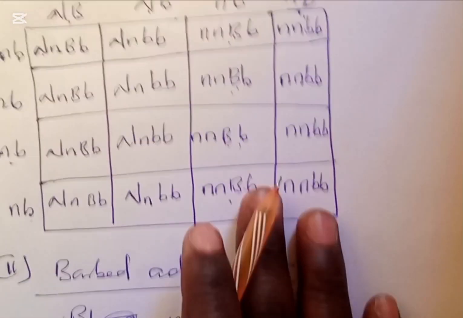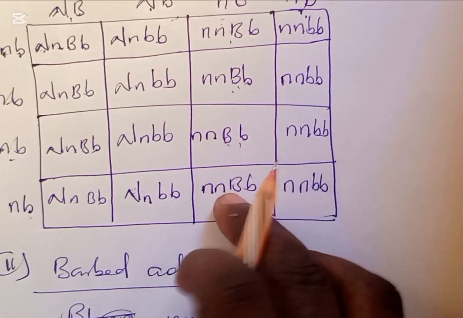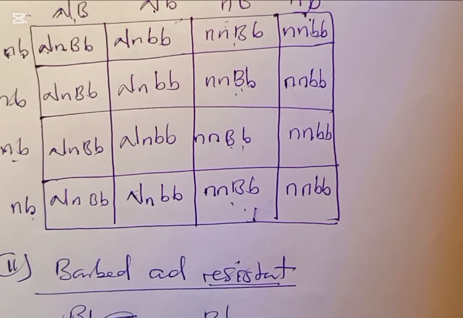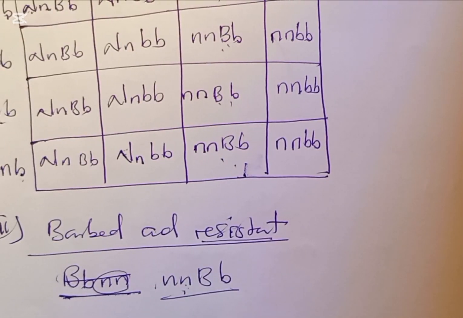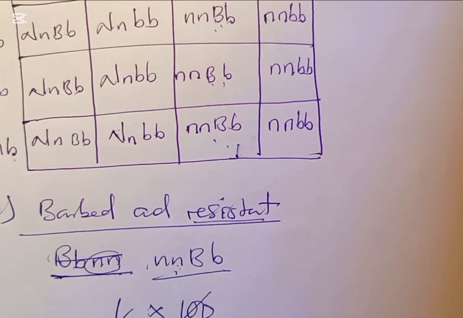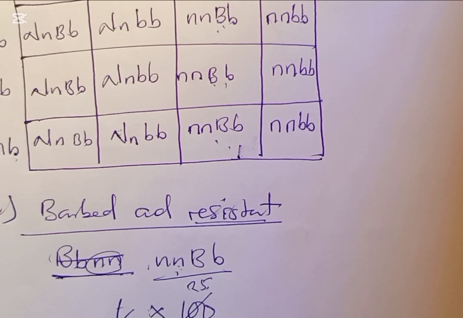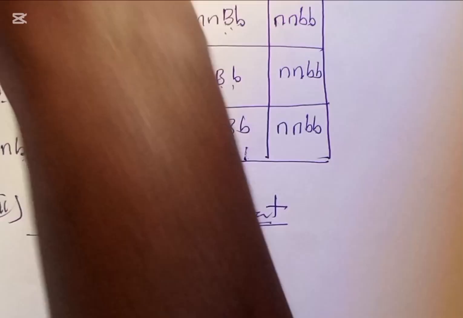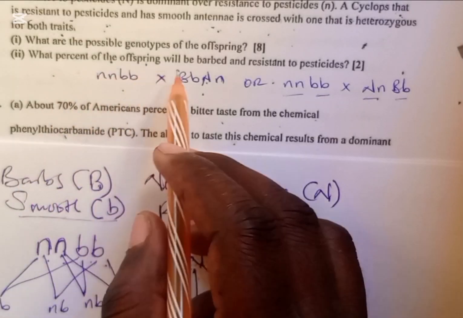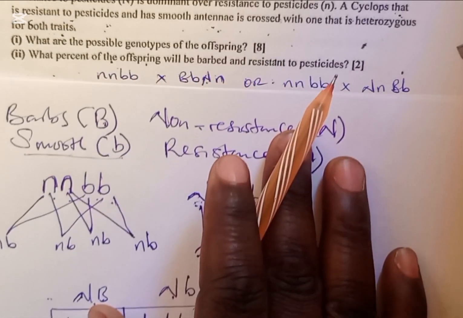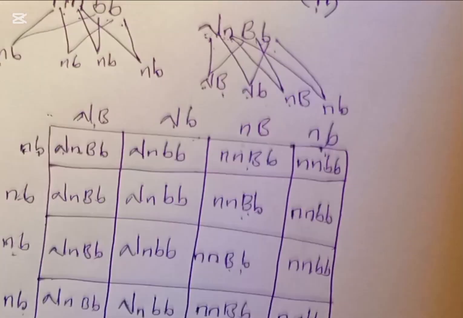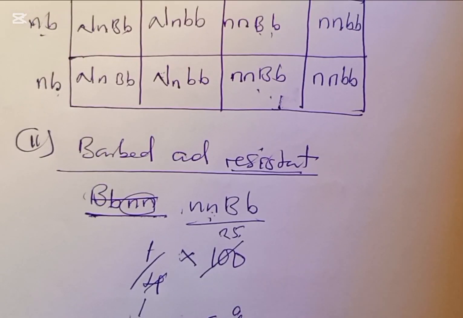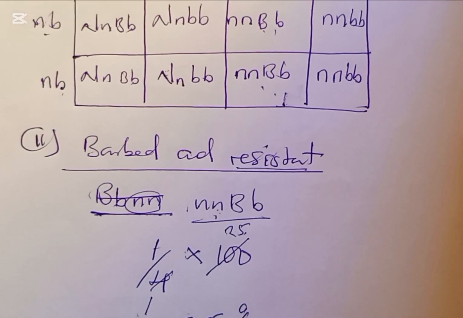So now the question is saying what percent of the offspring will be barbed and resistant to pesticides. So how many? 1, 2, 3, 4. So we're going to say 1/4. So this is going to be expressed in terms of percentage. So times 100%. And this is going to give us a simple mathematics now. This into this 1, this into this. This is going to be 25. So 1 times 25 is going to give us 25%. So what you're saying is that the percentage of offspring that will be barbed and resistant to pesticides is going to be 25%. So this is how you solve dihybrid crosses.